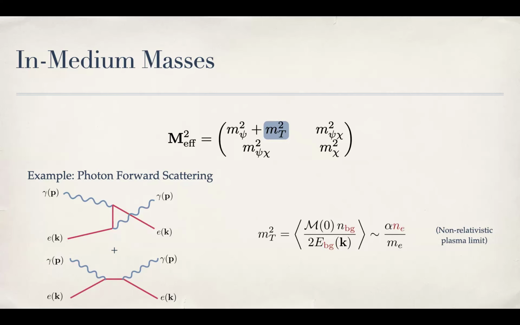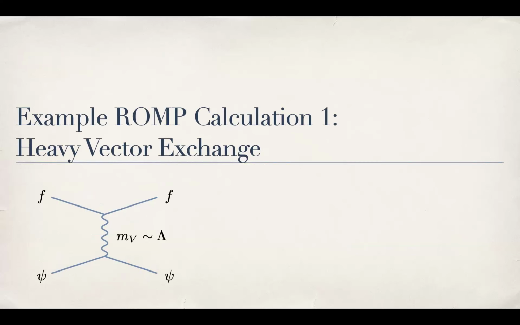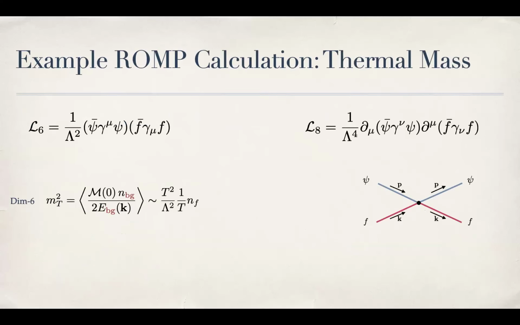And in the non-relativistic limit, the energy of your background is just m_e. So this is exactly your photon plasma mass squared, right? And you can do this in the relativistic limit if you like, and you can get all the exact relativistic corrections to the photon plasma mass. So it's an extremely simple way of calculating these thermal masses in whatever favorite model you have. And what we're going to do now is show how to do this in this first example of forward scattering with background fermions from this dimension 6 and dimension 8 operators, from this heavy vector.